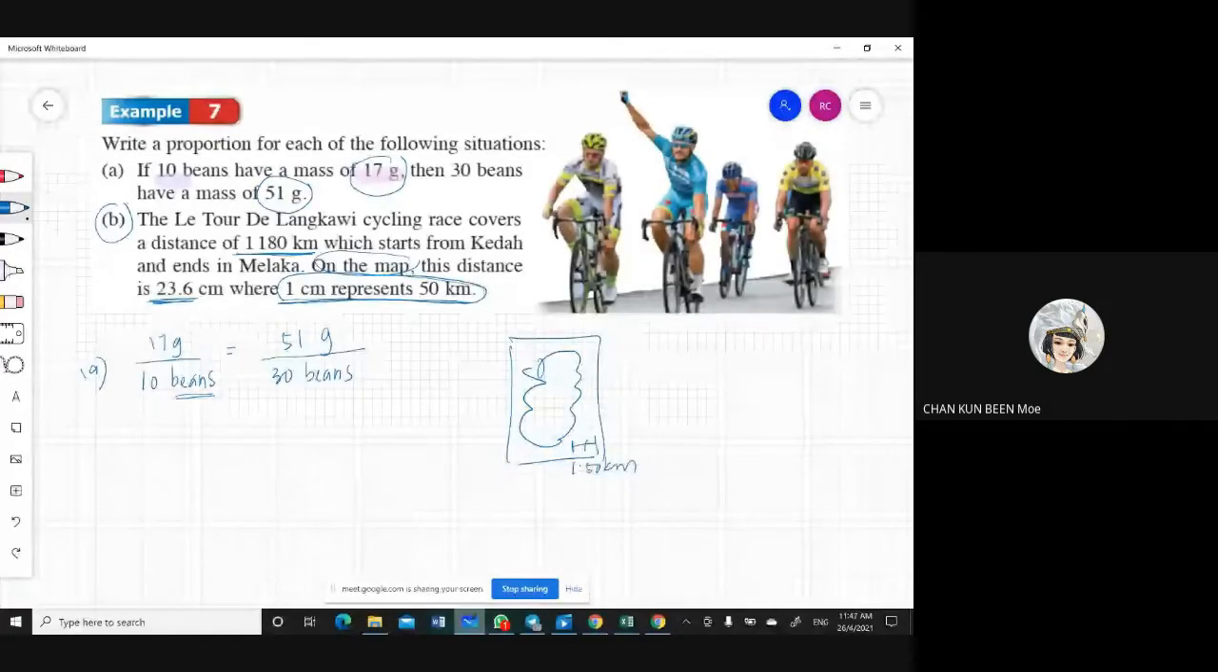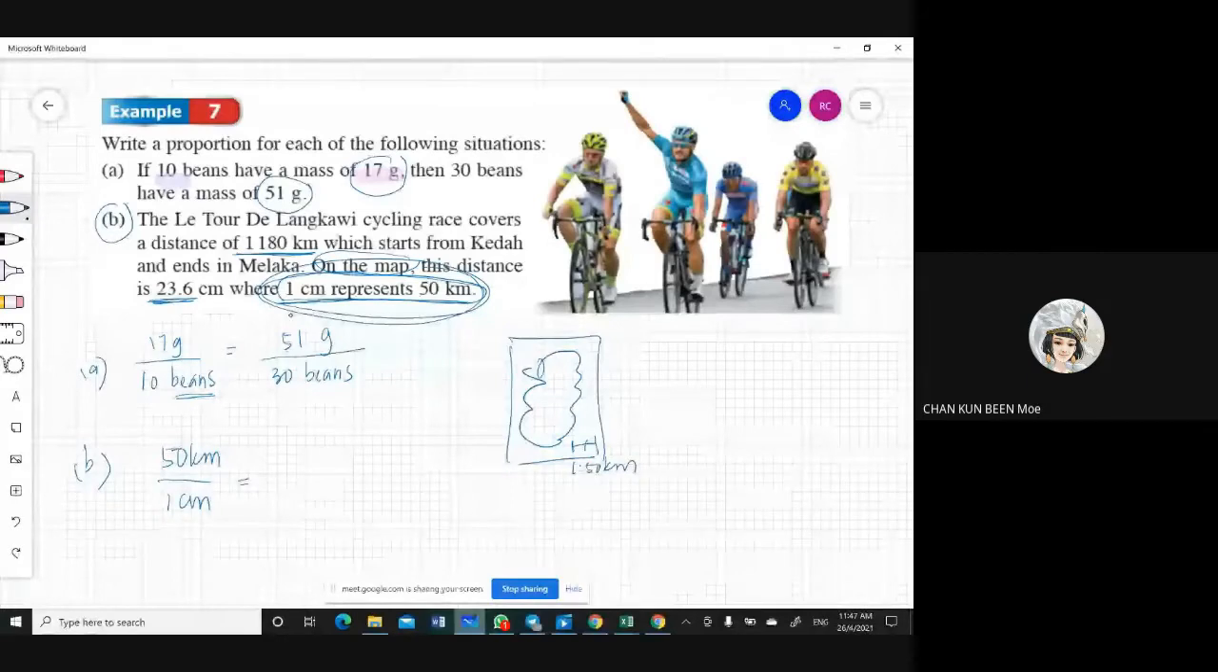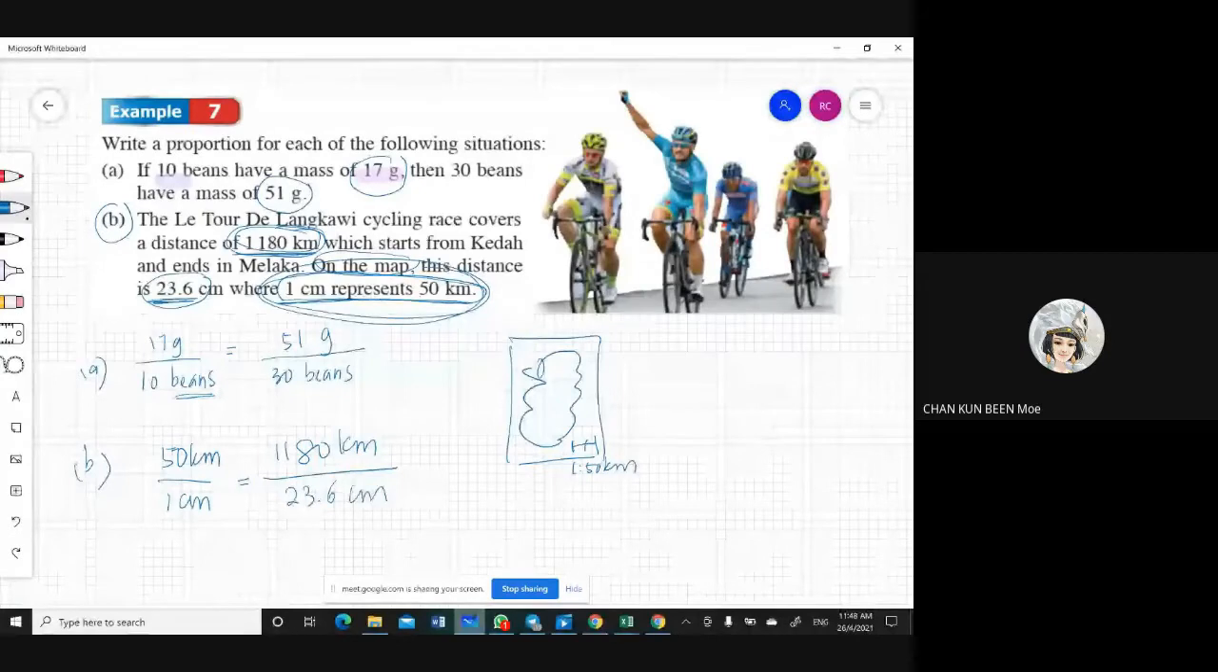So first of all, we need to write this down in the form of ratio: 1 centimeter represents 50 kilometers, like this. Only then do we fill in the rest of the information given. The cycling race covers a distance of 1180 kilometers, so this will be 1180 kilometers with a distance of 23.6 centimeters.